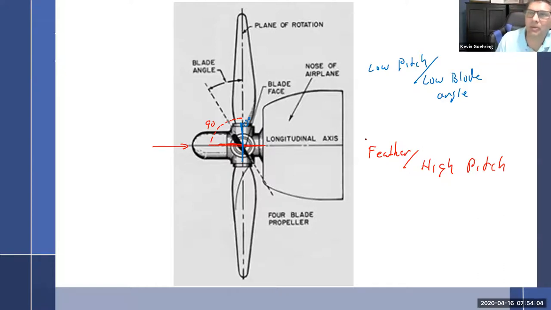Okay, so remember, that's feather, high pitch. Remember, high pitch is the wrong word. I'm using it incorrectly. It's just the way it is in the field, but it's really a high blade angle. So those are the words that we're using.